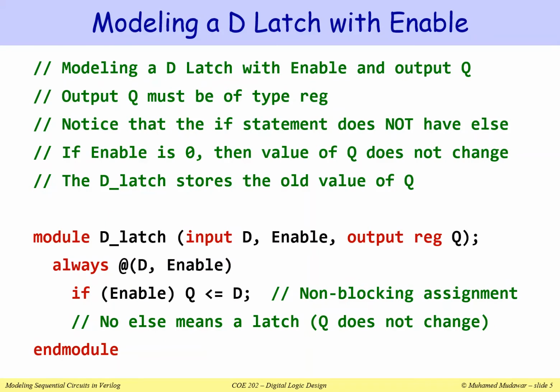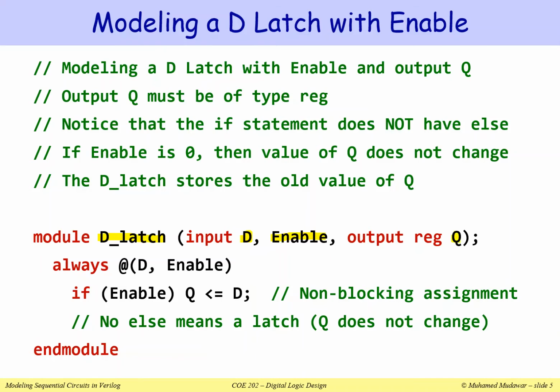Now, let us have a look at this slide, how to model a D latch with enable. I would like to write a module, and this module is called D latch. This is the name of my module. It has two inputs, the D input, which is my data input, and an enable input. I can use enable, for example, as a clock, and the output is called Q. There's only one output, which is Q.